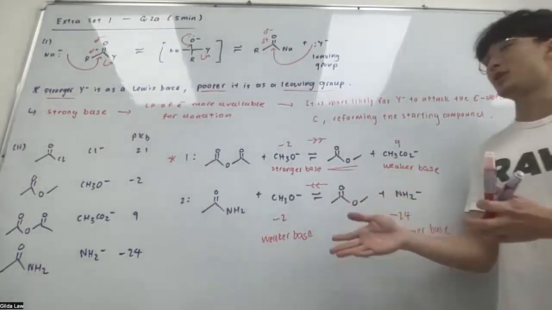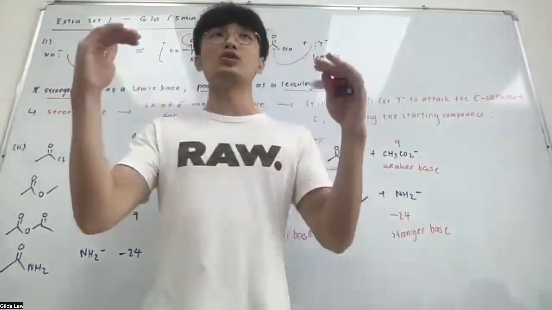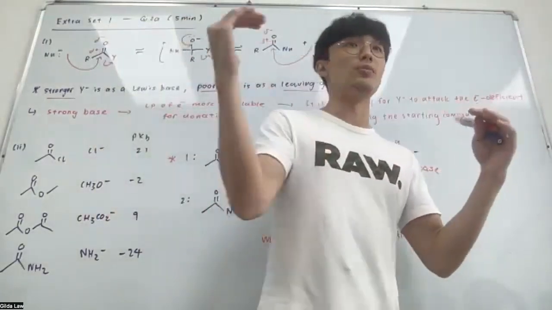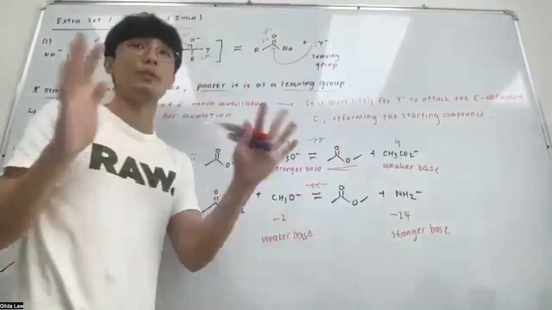So in other words, this question is like balancing scales. The stronger base will win over the weaker base, so you proceed in the direction of the stronger base. That's the main idea of this question.